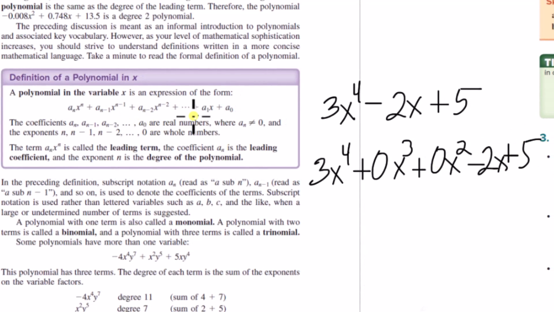Right? The coefficients on those terms are 0, is what they're saying. But a sub n, the leading coefficient, can't be 0. That doesn't make sense for the definition. If you're allowing the leading term coefficient to be 0, then you can't make a definition. So we're going to call this the degree of the polynomial, the degree of the highest term, the largest degree.